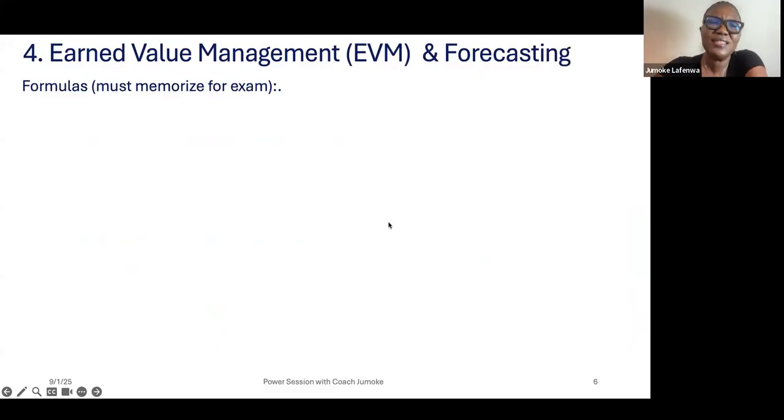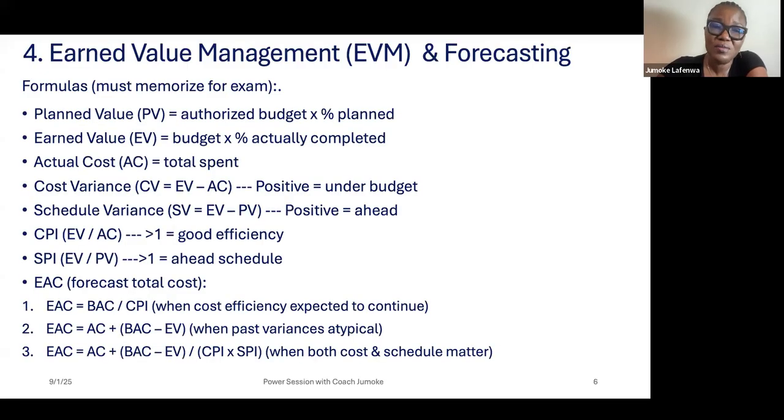So now let's look at earned value management, EVM. It's plenty of formulas. I hope you know these formulas. You must memorize them. Planned value is the authorized budget times percentage planned. Earned value, EV, equals budget times percentage actually completed. Actual cost, that is what you actually spend, not what you plan.